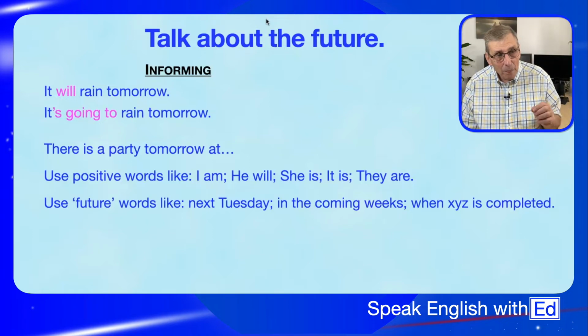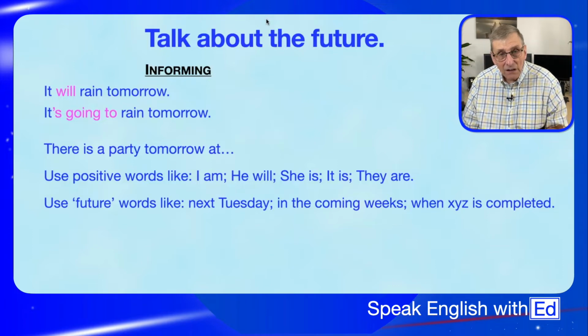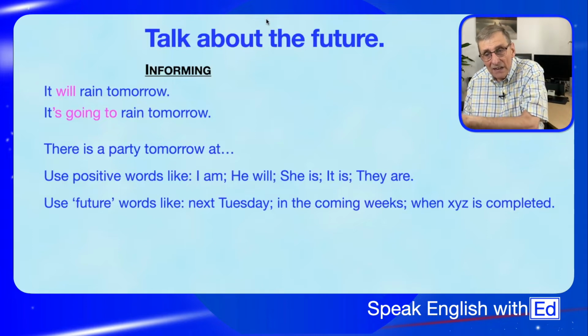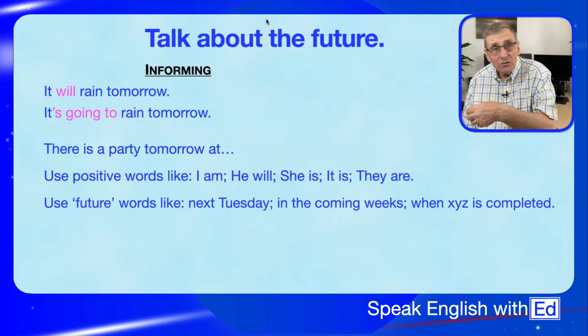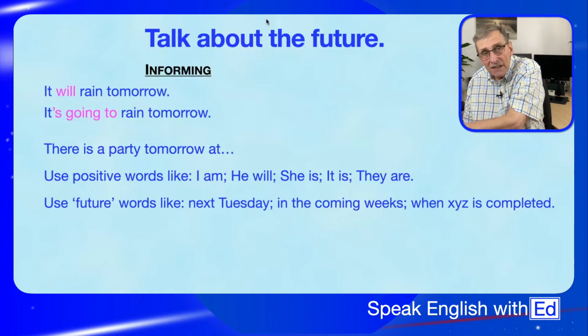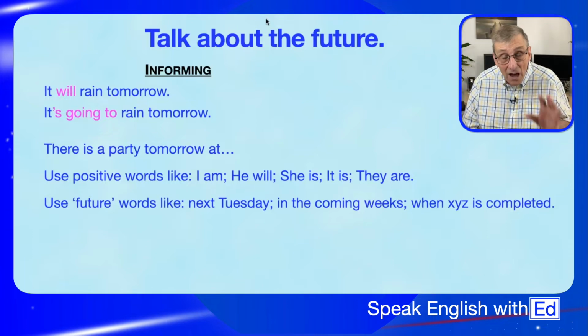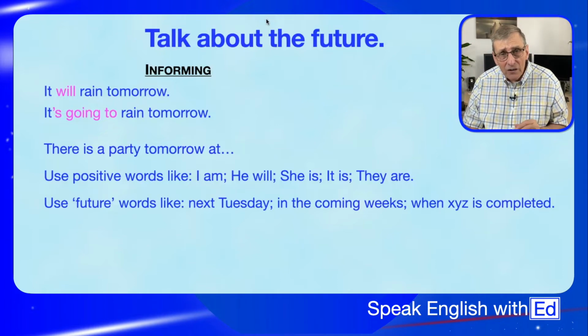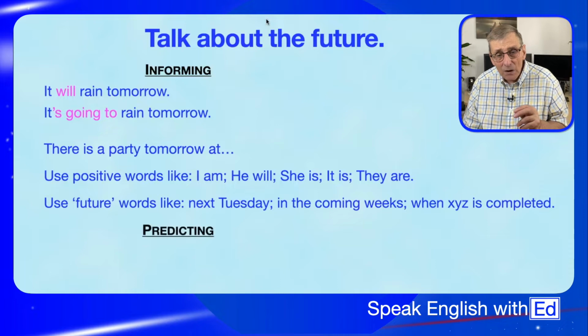Say, I'm getting a new car in the coming weeks, right? We're going to launch this product when XYZ is completed. We're going to launch this product when the advertising program has been completed. You must put a little bit extra in. Your examiner is going to be looking for all these little bit extra things as well.